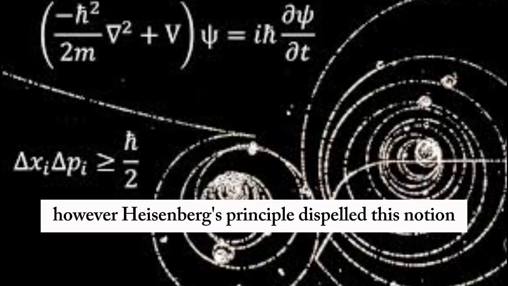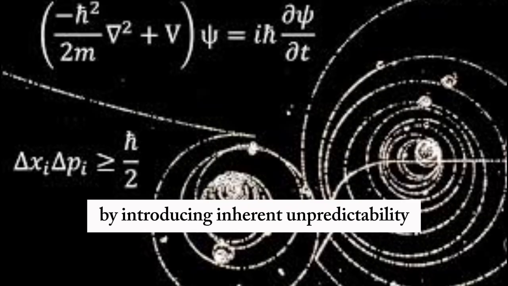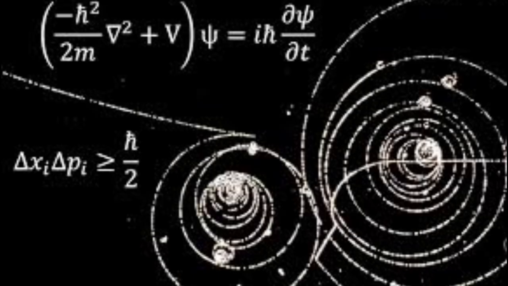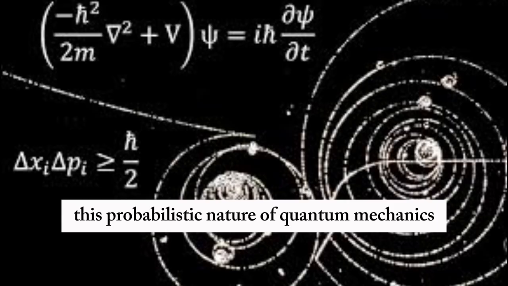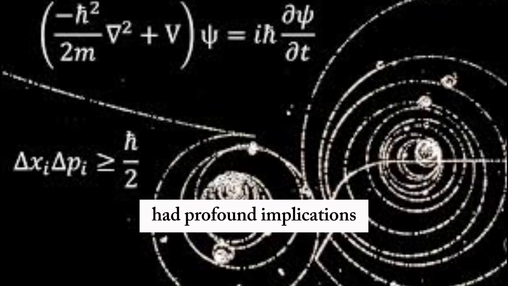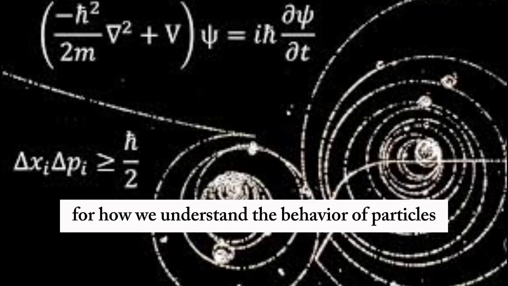However, Heisenberg's principle dispelled this notion by introducing inherent unpredictability at the quantum level. This probabilistic nature of quantum mechanics had profound implications for how we understand the behavior of particles.